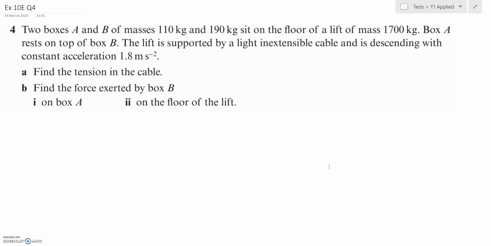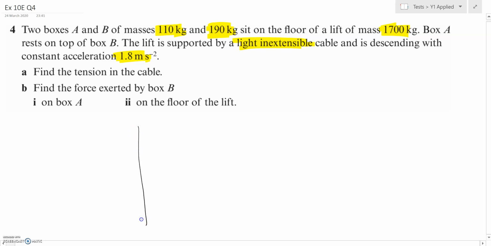Right, so now 10E question 4. Two boxes A and B of masses 110 kilograms and 190 kilograms sit on the floor of a lift of mass 1,700 kilograms. Box A sits on top of box B. The lift is supported by a light inextensible cable and is descending with a constant acceleration of 1.8 meters per second squared.